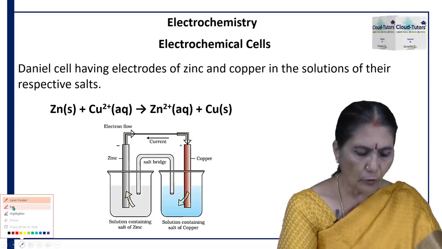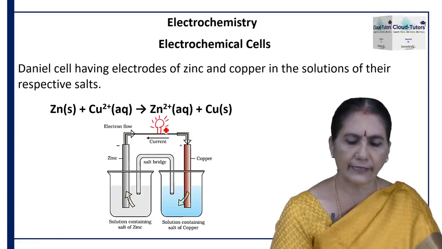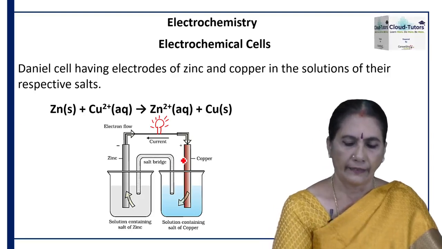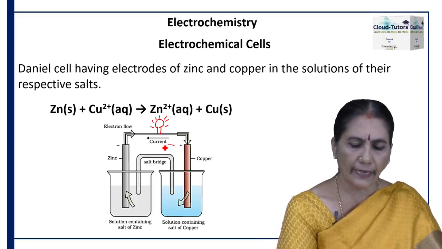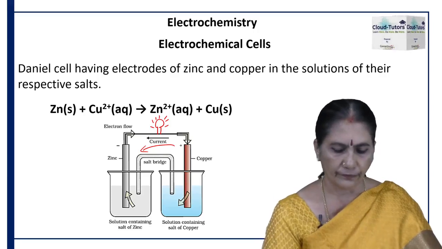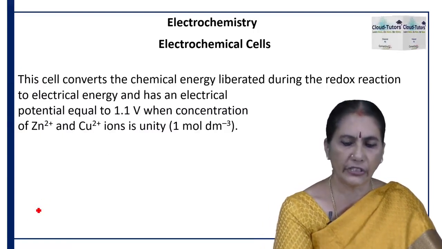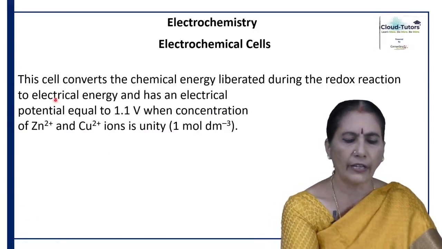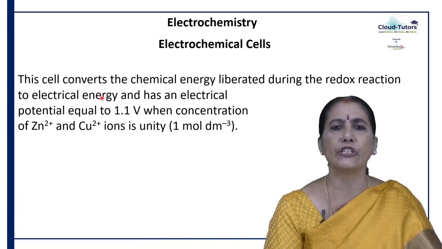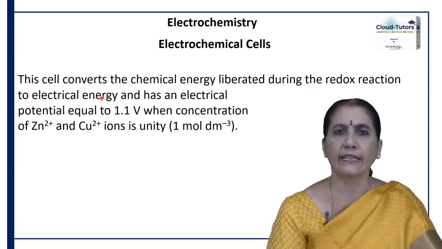Now, if I have a bulb connected over here, then because of the electron flow, I will see the bulb start glowing. And definitely the current flow is taking place in the opposite direction, from the cathode to the anode. This cell converts the chemical energy that is liberated during the redox reaction into electrical energy and has an electrical potential that can be measured by connecting a voltmeter to the electrical circuit.